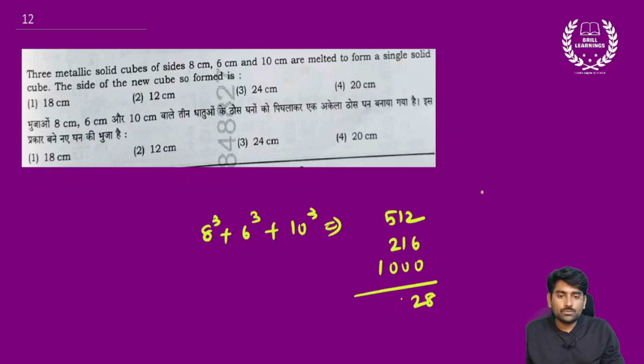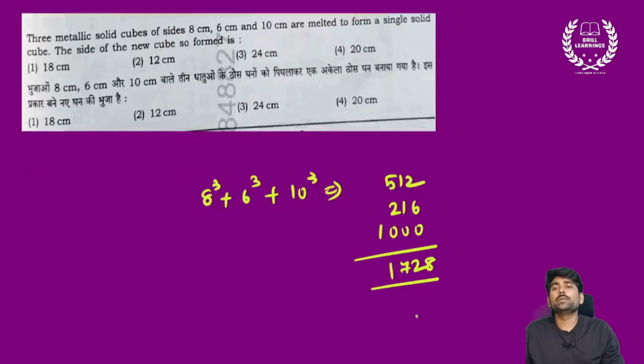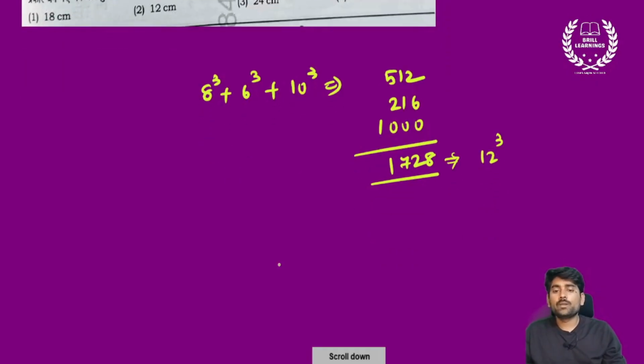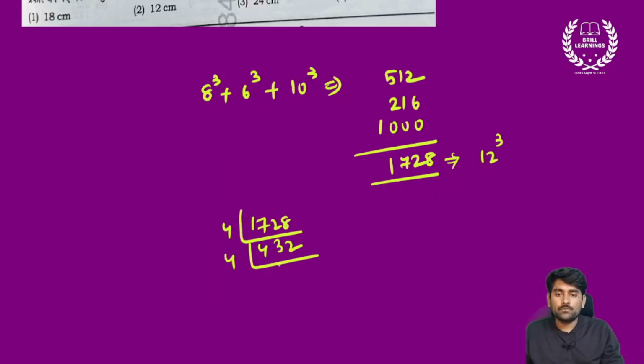The sum is 1728. 1728 is the cube of 12. If you don't know, just do prime factorization of 1728. Start with any number. Start with 4. 4 4s are 1728... 4 3s are 432, 4 2s are 108. Again start with 4, 4 1s are 27, 4 8s are 108.